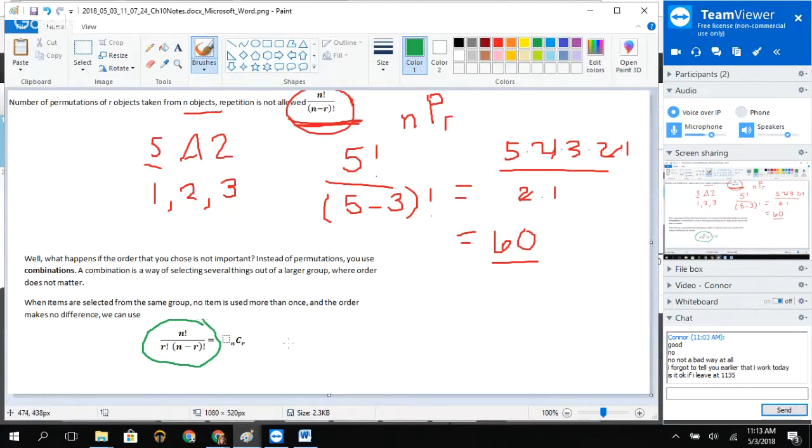Okay, so when we have 5 people in Algebra 2, and we want a committee of 3 people, but it doesn't matter how you pick the committee. If you pick Connor, Josiah, and Kyla first, or you pick Kyla first and then you pick Connor, and then you pick Josiah, it doesn't matter which order you pick out those 3 people on the committee, right?